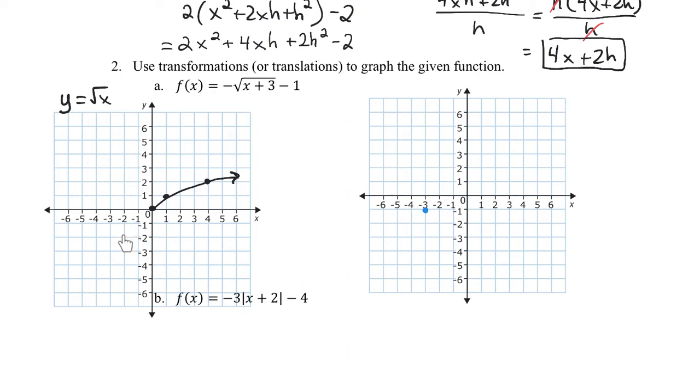I guess you could do it that way rather than plugging in points. But plugging in points is probably a safer way. What point could we plug in for x? Or what value, rather, could we plug in for x?